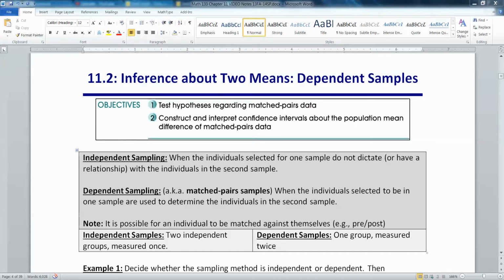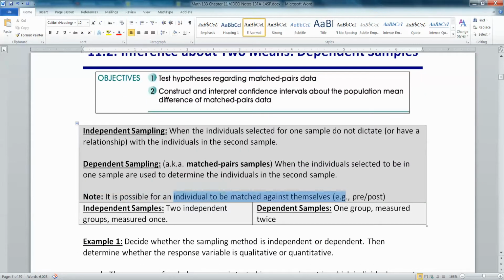So let's see that. First thing we're going to do is remind you about independent versus dependent sampling. When individuals selected for one sample do not dictate or have a relationship with the individuals in the second sample, that's independent sampling. Dependent sampling, often called matched pairs samples, is when the individuals selected to be in one sample are used to determine the individuals in the second sample. It's possible also to match against yourself. That's actually pretty common, where you'll do a pre-test and a post-test, or they'll have you do something with your right hand, then something with your left hand. That's you paired up against yourself.